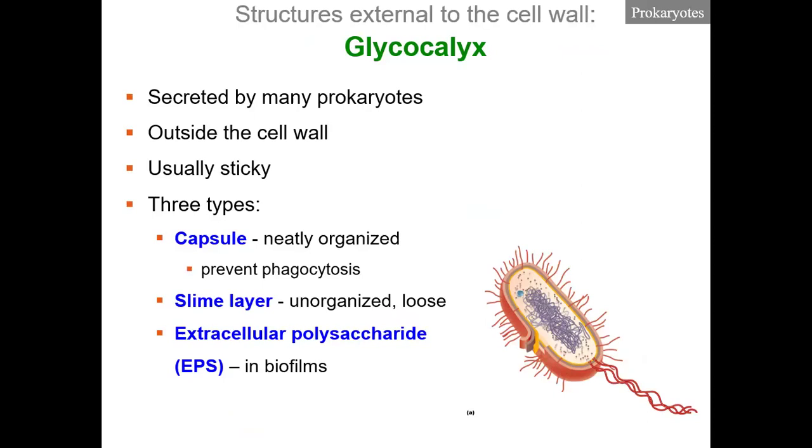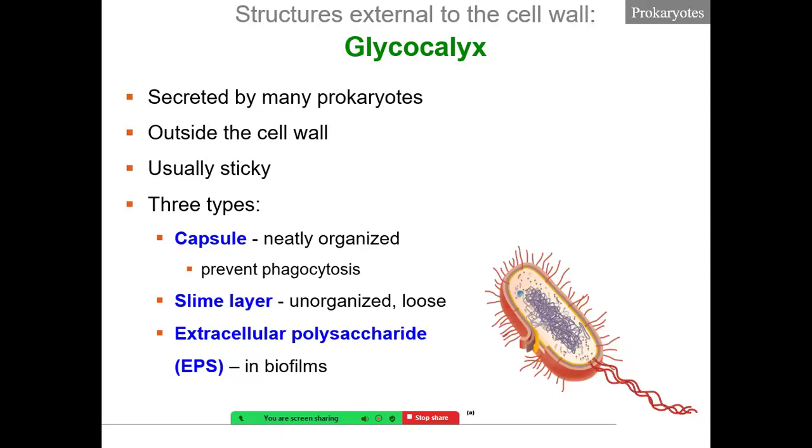There is a capsule. That's when the glycocalyx is neatly organized. You can see the capsule in the light microscope. The capsule can prevent phagocytosis of the bacteria by a white blood cell. That's the first type of a glycocalyx. The second is a slime layer. The third is the extracellular polysaccharide, or EPS.